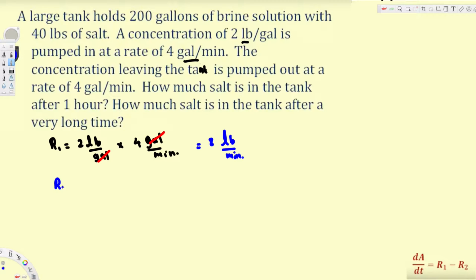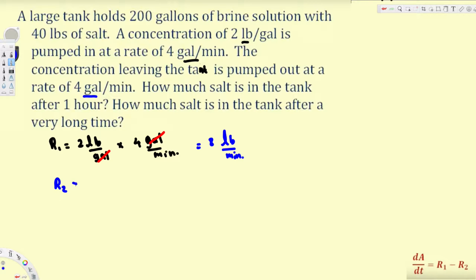Now let's look at R2. For R2, we need the rate at which salt is leaving the tank, and here they have given the rate in gallons per minute. We have to find it in pounds per minute, but we don't have the concentration provided. We have 200 gallons in total and 40 pounds of salt, but we cannot use this one because it is changing, right? So we cannot use this one.